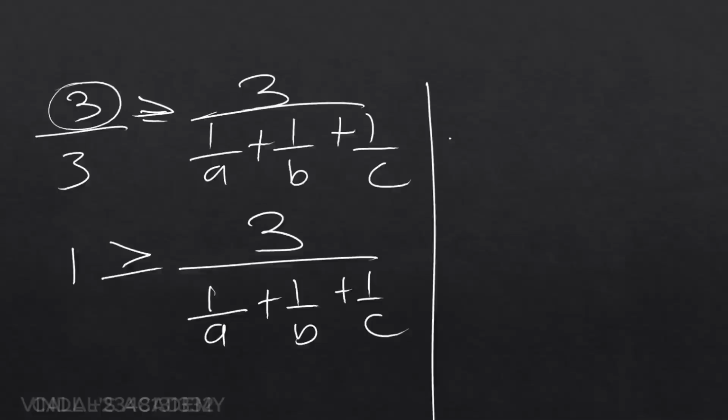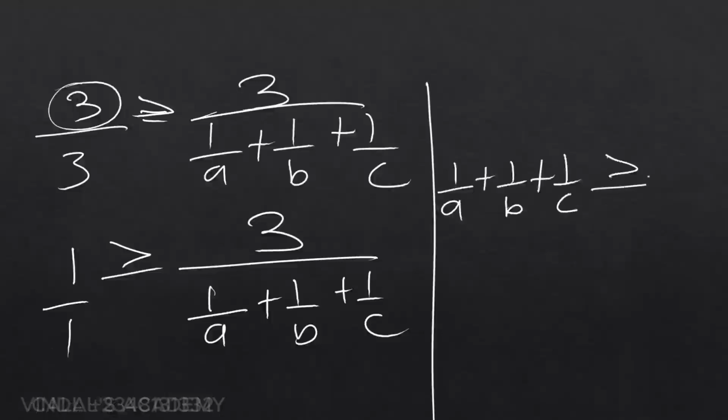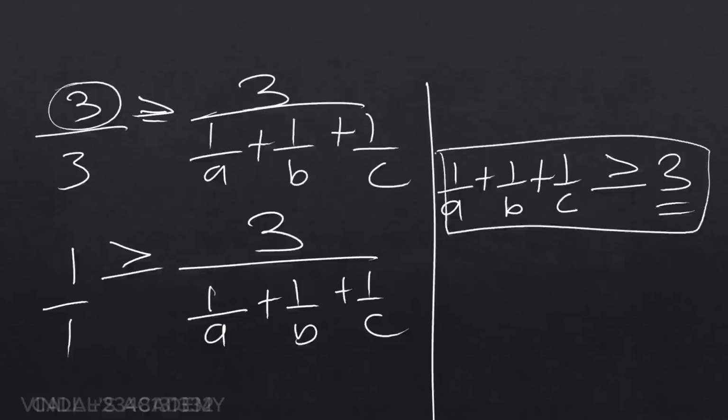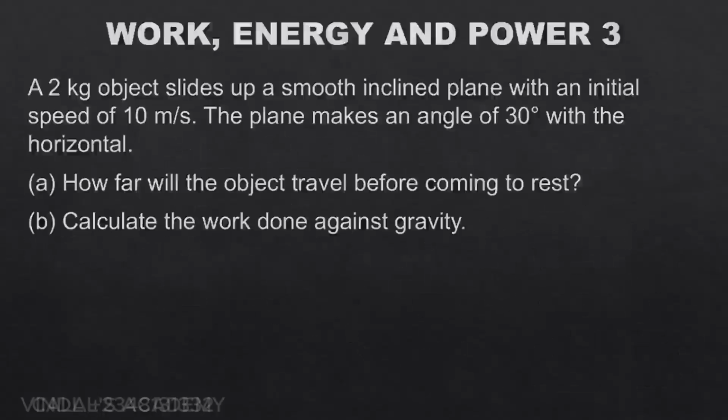Now, that simply means that if I clear the fraction, I'm going to have that 1 over A plus 1 over B plus 1 over C is greater than or equal to 3. And this is the proof I have to do on this part.